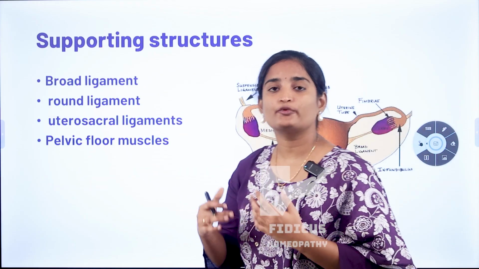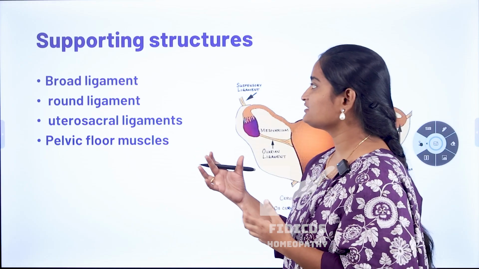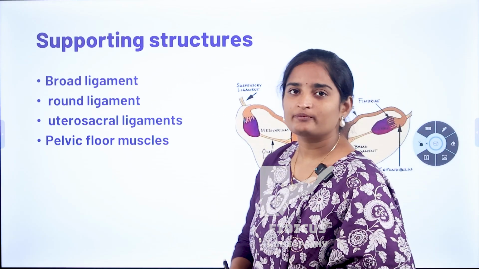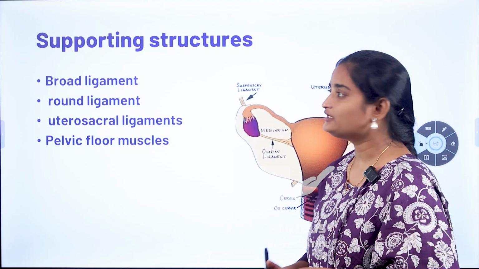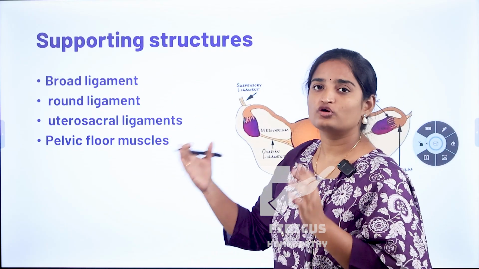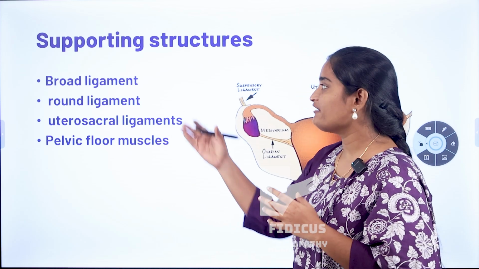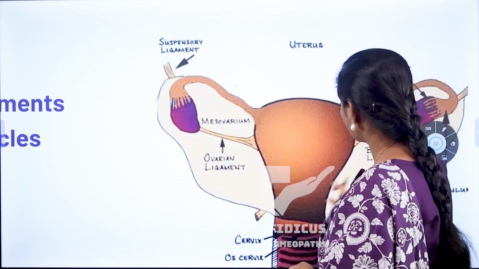Now coming to the supporting structures of the female reproductive system. They help to hold the uterus in place. These supporting structures include the broad ligament, round ligament, uterosacral ligaments, and also some muscles like the pelvic floor muscles. The broad ligament is an essential ligament. This ligament helps to hold the uterus in place and also carries essential nerves and blood supply to the uterus. This is all about the broad ligament.